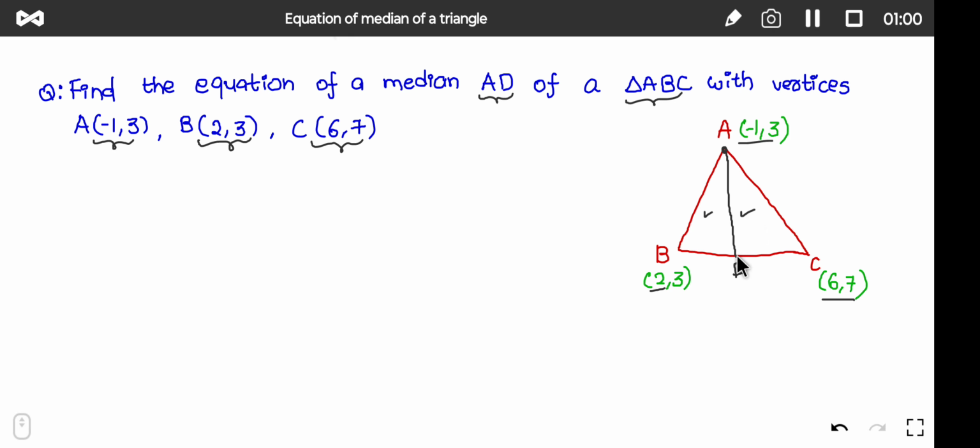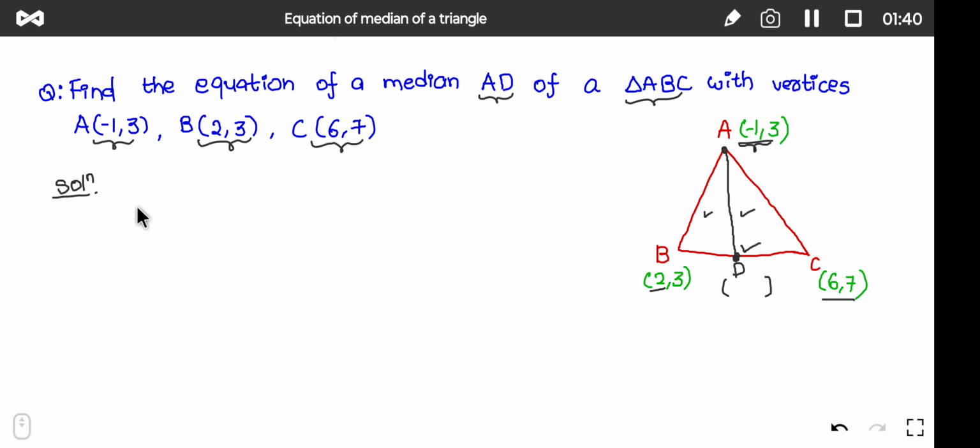What does that mean? That means this D is nothing but the midpoint of this line BC. So D is the midpoint and we have to find out the equation of median AD. This AD is nothing but a straight line. How to find the equation of a straight line, that we have seen in the previous class. To find the equation of a straight line, one point is already given: the line AD is passing through the point A, but we don't know the coordinates of the point D. But we know that this D is the midpoint of the BC line. So our solution will start from the midpoint formula.